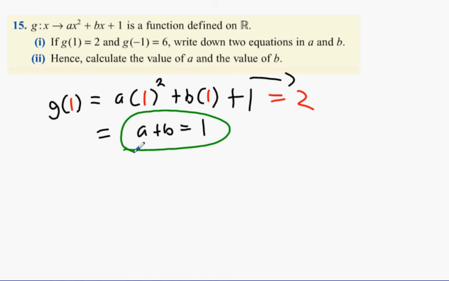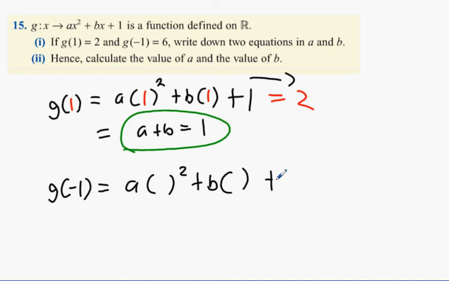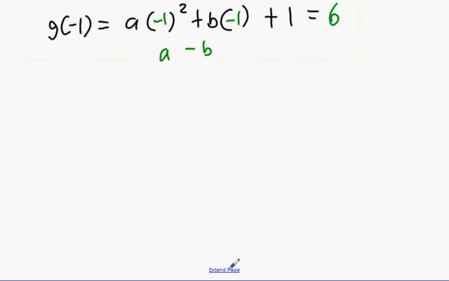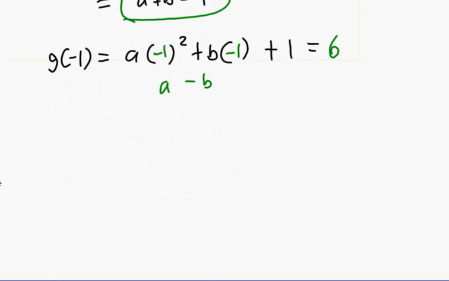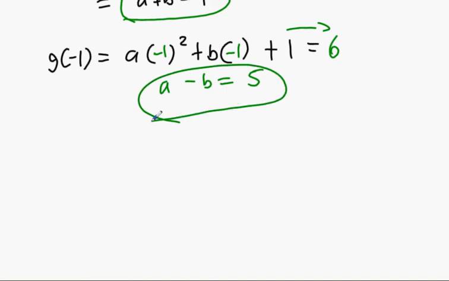Okay, what does the next one say? g of minus 1. So, what do I do with these brackets here? Put minus 1 in them. Equals 6. a, because minus 1 squared is 1. a minus b. a minus b equals... bring the 1 over to your side. 5. What do we do now?